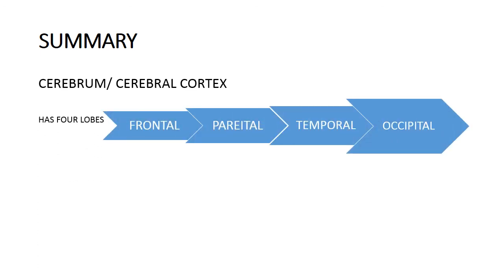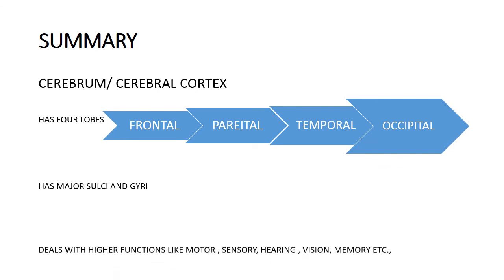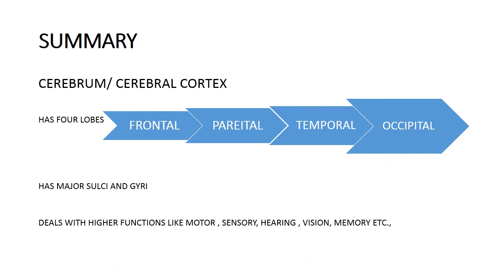In summary, we have seen the cerebrum and the cerebral cortex, which is a major part of the brain and covers like an umbrella over the subcortical structures. It has 4 lobes: frontal, parietal, temporal, occipital, and also the insular lobe. It has major sulci and gyri like the central sulcus, lateral sulcus, etc. It deals with higher functions like motor, sensory, hearing, vision, memory, etc. So this is the summary about the cerebrum or the cerebral cortex. We will see it in detail in the next video.